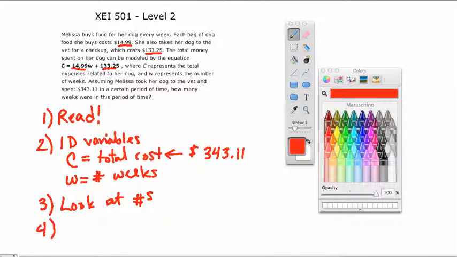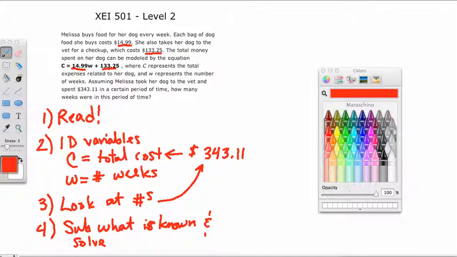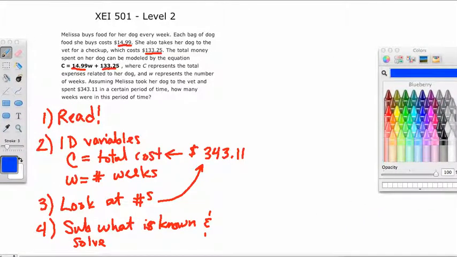The third step was to look at the numbers and then do this: identify which variable and label it. And then the last step is going to be substitute what is known and solve for the other variable. So over here, we're going to go ahead and do that.